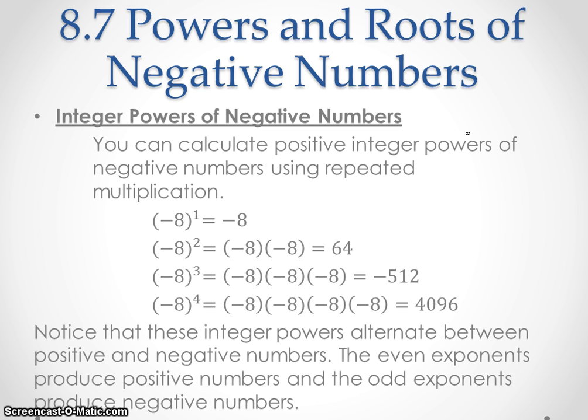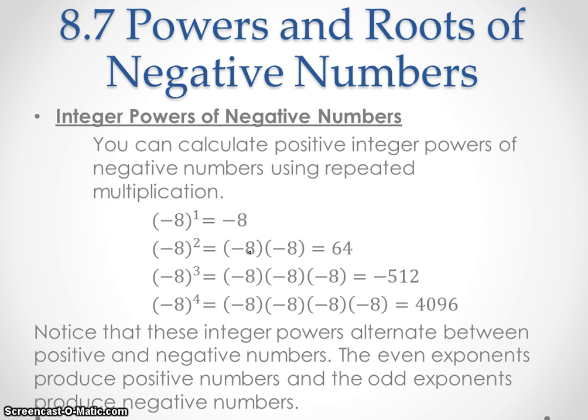And yes, I would like you to write this down. I know it's a lot, but it's important. It says you can calculate positive integer powers of negative numbers using repeated multiplication. Therefore, if I have negative 8 to the first power, well, we just have one of them, so that's negative 8.